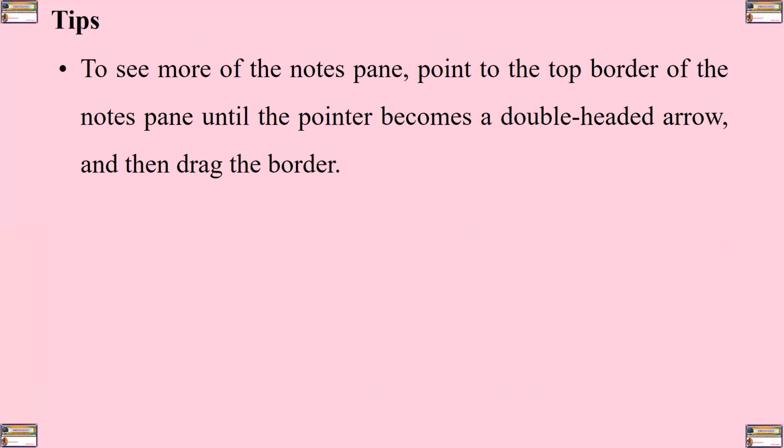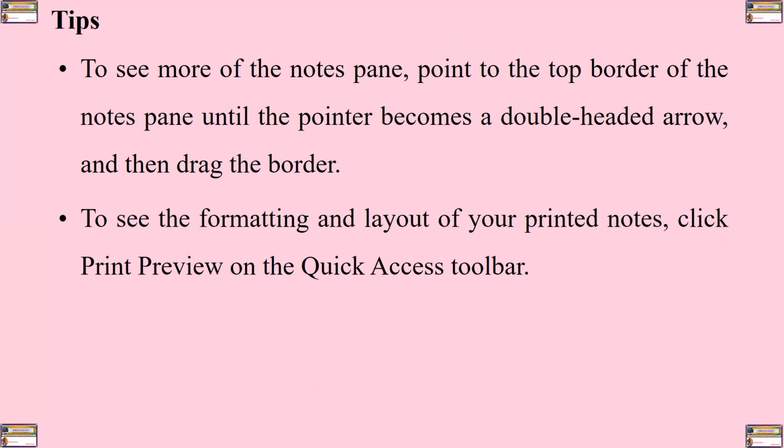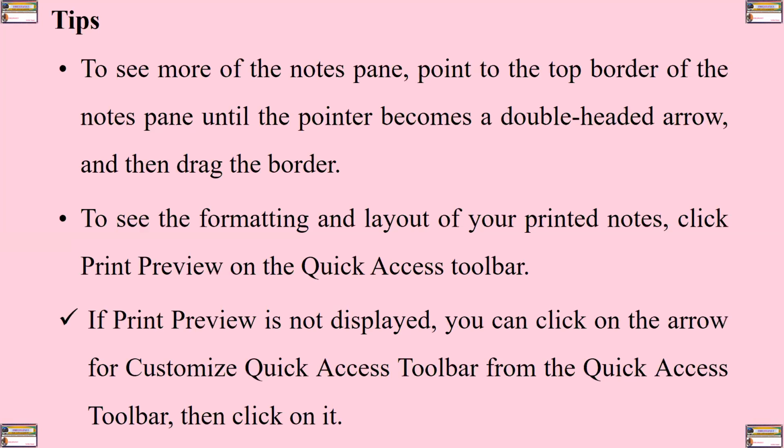Tips. To see more of the Notes pane, point to the top border of the Notes pane until the pointer becomes a double-headed arrow, and then drag the border. To see the formatting and layout of your printed notes, click Print Preview on the Quick Access toolbar. If Print Preview is not displayed, you can click on the arrow for Customize Quick Access toolbar and then click on it.